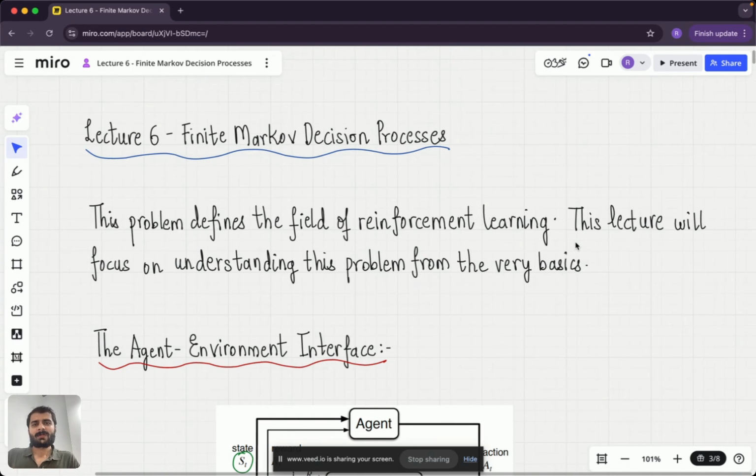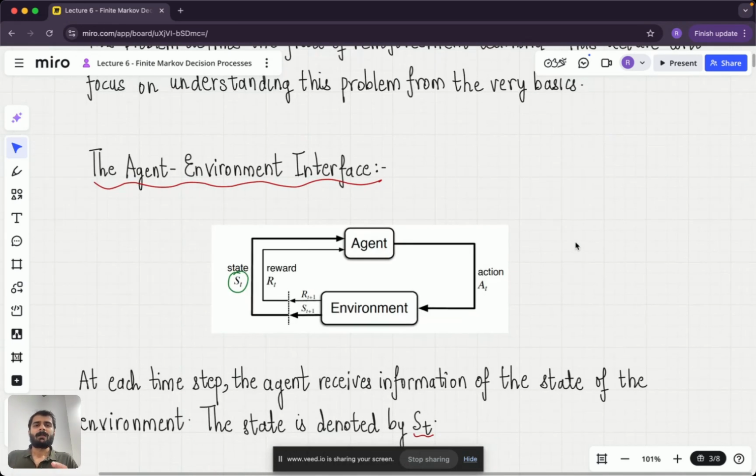In today's lecture, we will start to discuss the core of reinforcement learning, which is finite Markov decision processes. This problem defines the field of reinforcement learning, and we are going to understand this problem completely from scratch. To understand this problem, we'll first start by defining a structure which is called the agent environment interface.